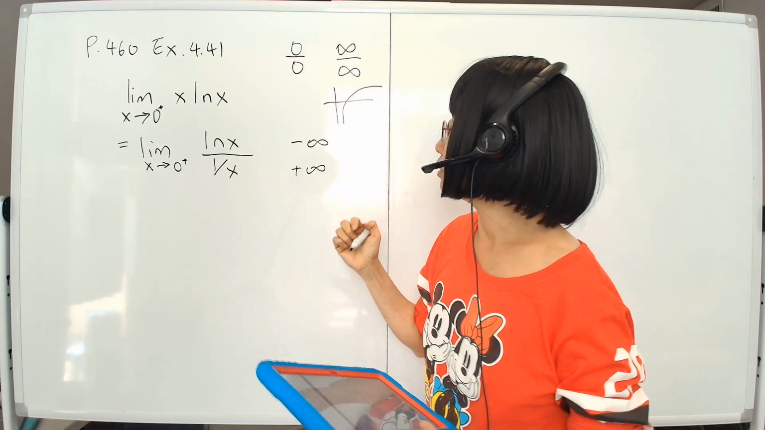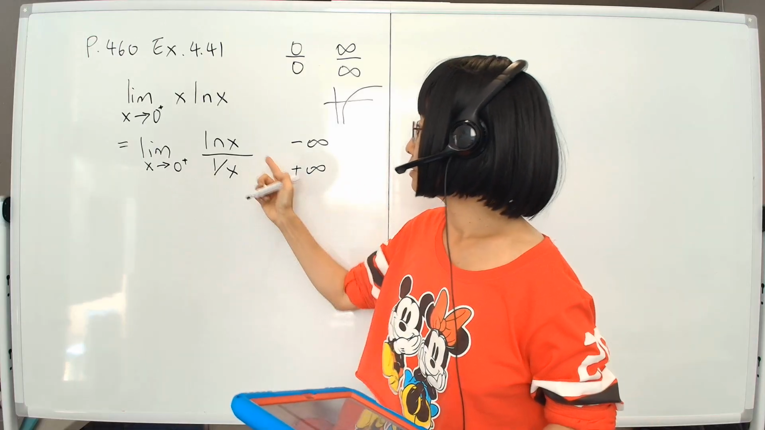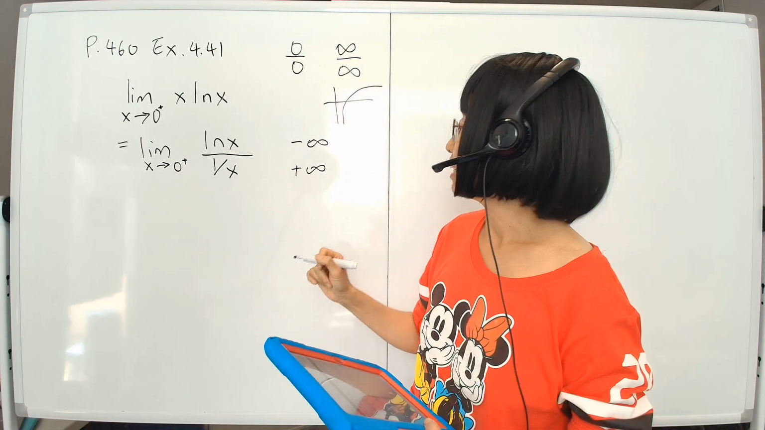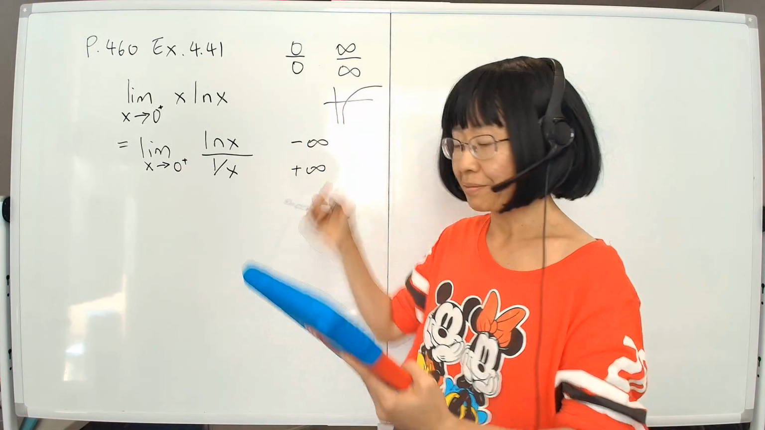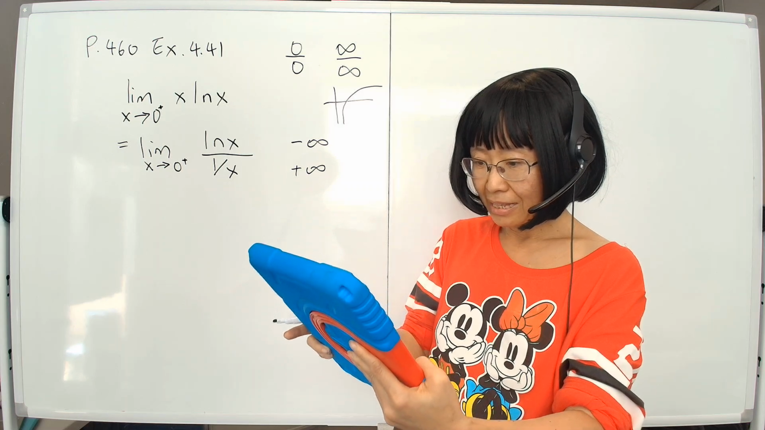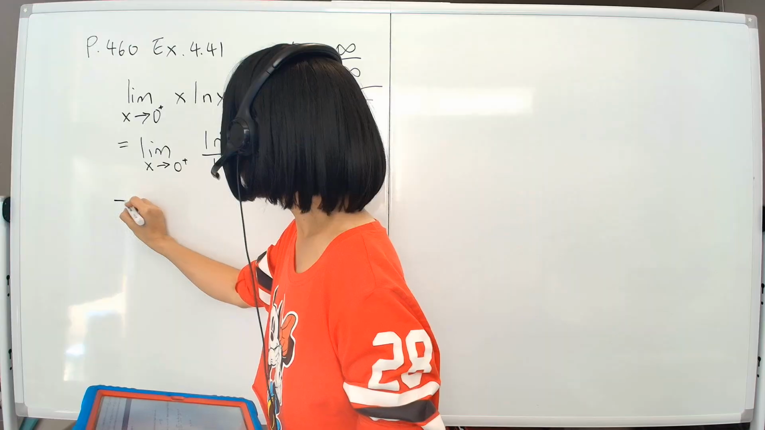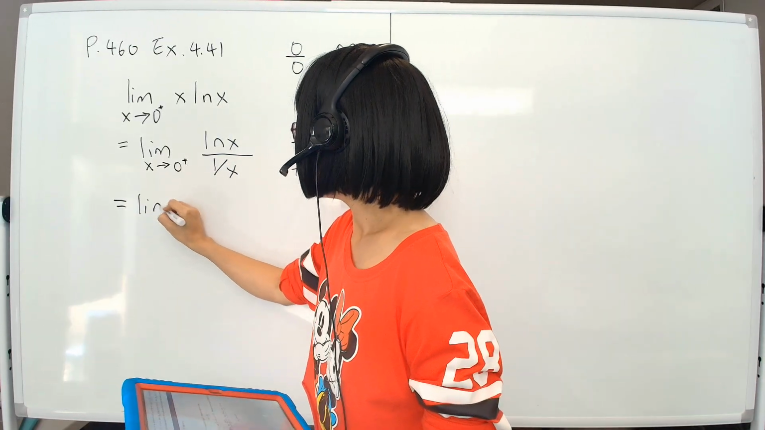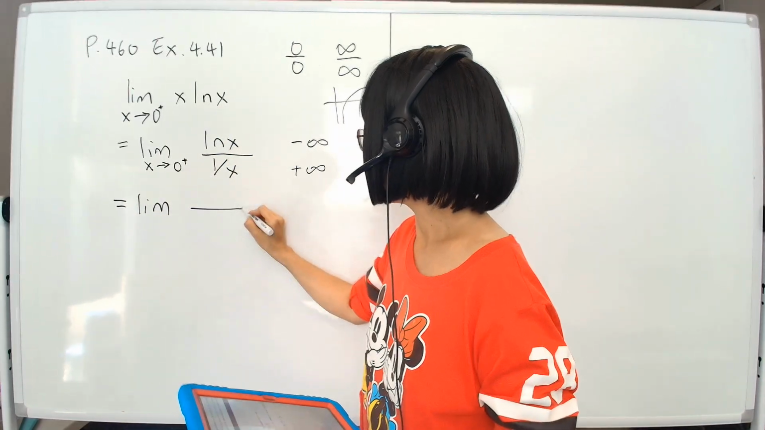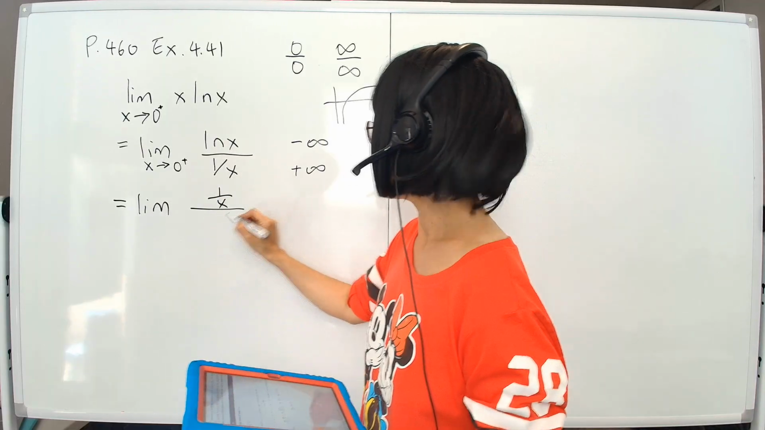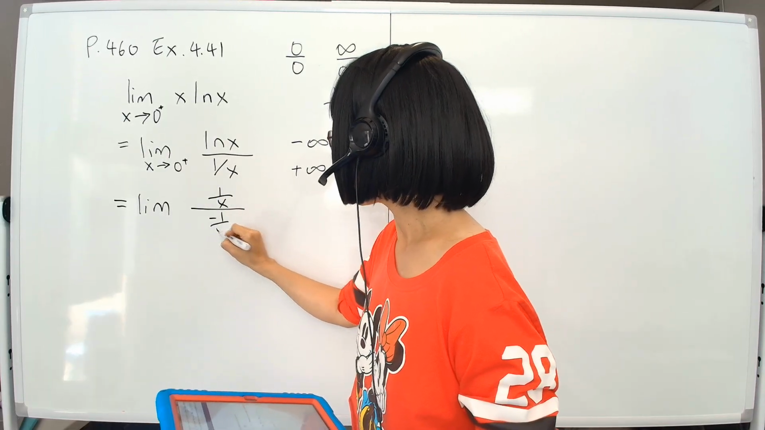That's how we know that L'Hopital's rule applies. And being that it applies, let's apply it. It equals the limit, the natural log of x, take the derivative, that's 1 over x. The derivative of 1 over x is minus 1 over x squared.